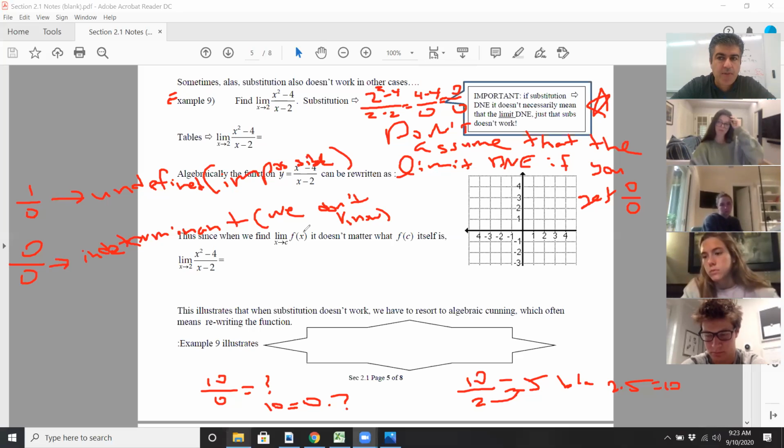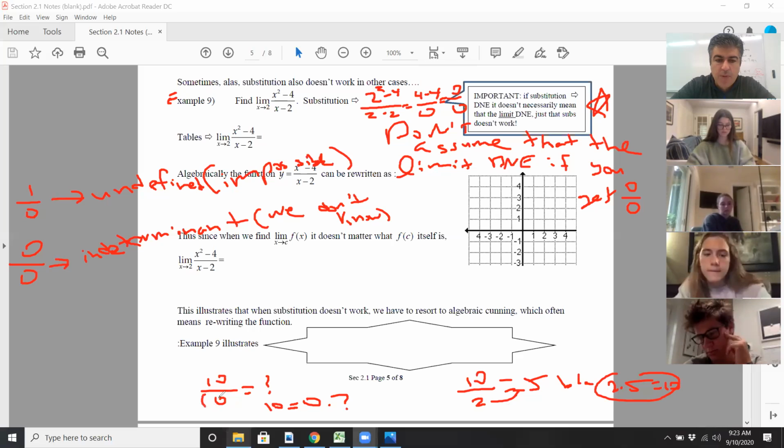Notice I use the word non-zero number divided by 0. So a non-zero number divided by 0 is impossible, because I'm not able to do the inverse of it, right? I'm not able to multiply this denominator by whatever that's supposed to be and get it to equal 10. That's impossible. Now, 0 over 0 is indeterminate.